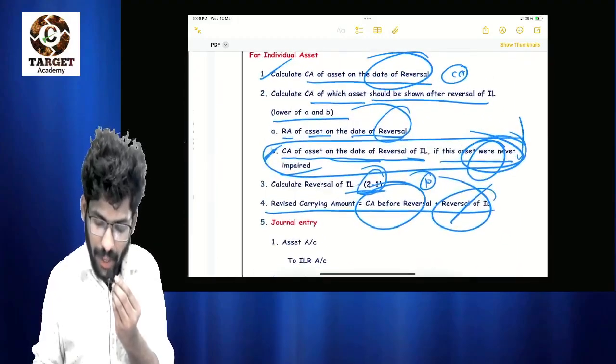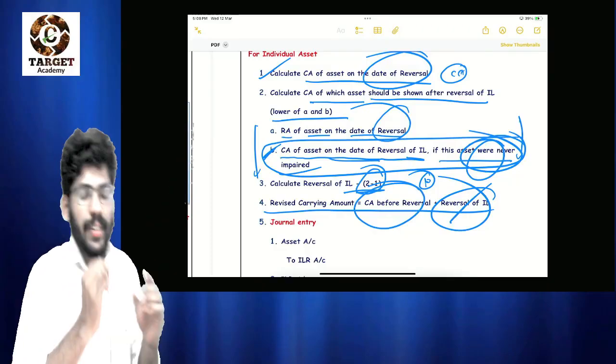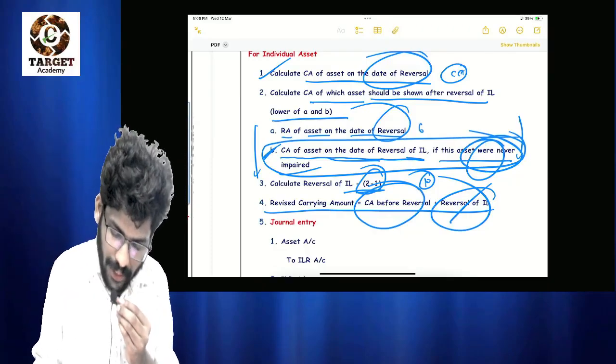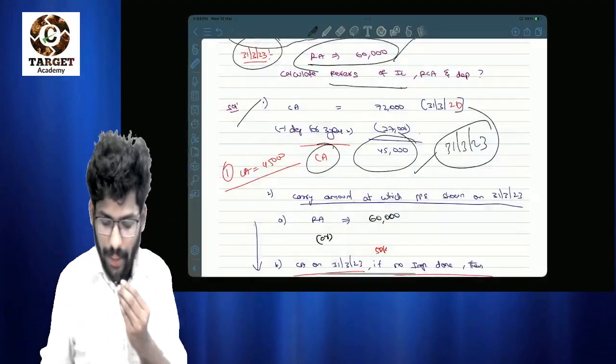Step number 2. What is step number 2? Whichever is lower. Recoverable amount of the asset on the date of reversal. How much? 60,000, given in the question. Correct or not? Say yes or no. Now please calculate.